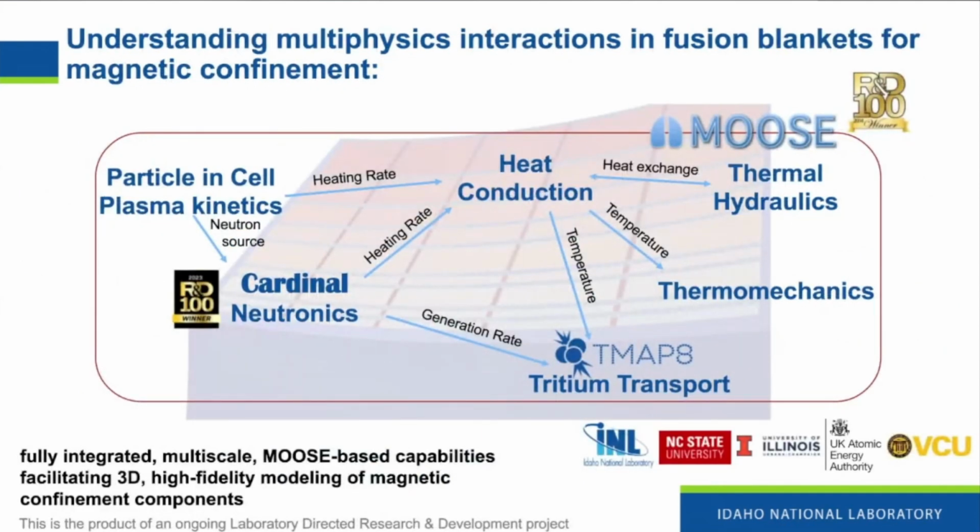So this is an overview of the capabilities that we are putting together here. It's understanding the interactions between the multiphysics in the fusion blanket and plasma-facing component for magnetic confinement. MOOSE is the overall platform that helps us solve the PDEs using a finite element method. And it has specific modules. Some of the modules are the heat conduction module.